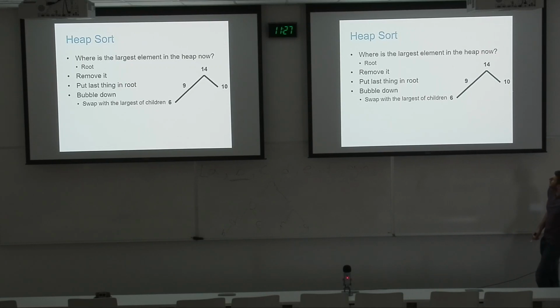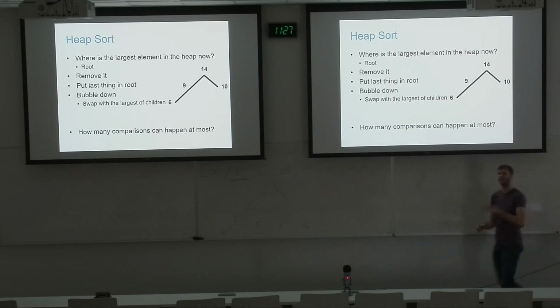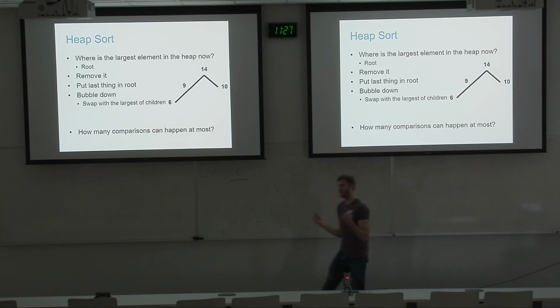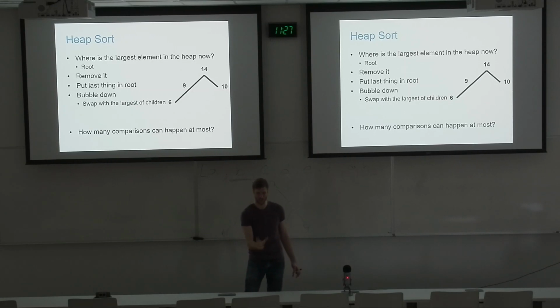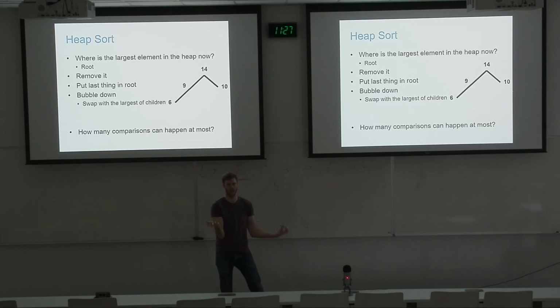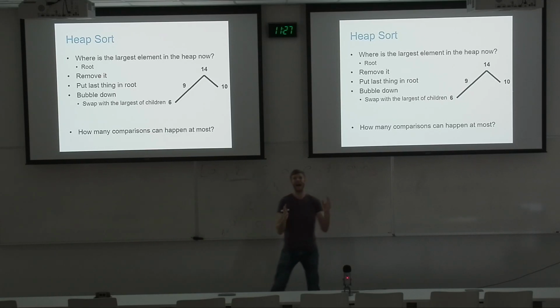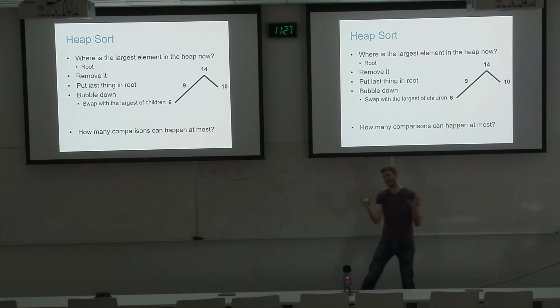There. And now I need to compare 9 to the children. Well, 9 and 6, they're fine. How many comparisons here can happen at most? Well, worst case scenario, it's got to bubble all the way back down to a leaf spot. And what's the height of the tree? Log base 2 n. And how many times am I going to remove something from this heap? Well, a total of n times. So to build the max heap, it's n log n times.